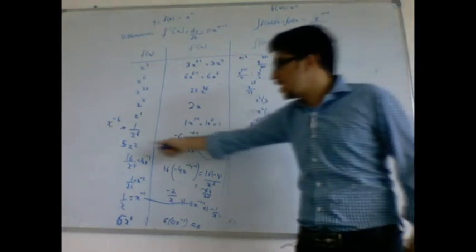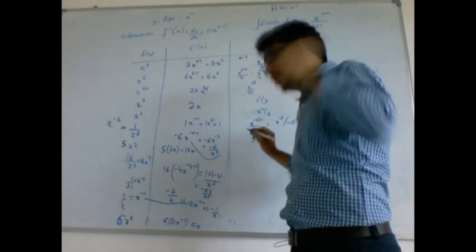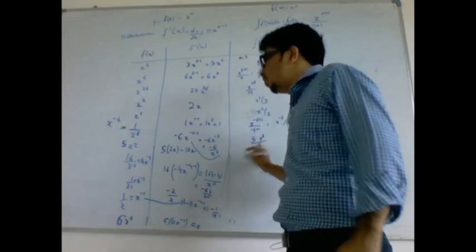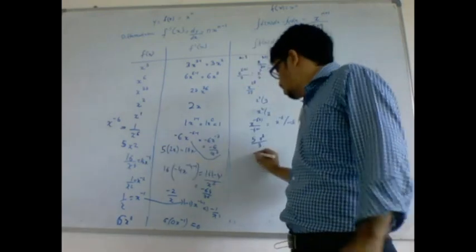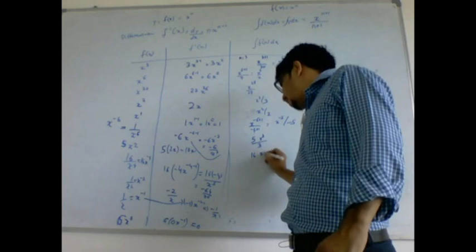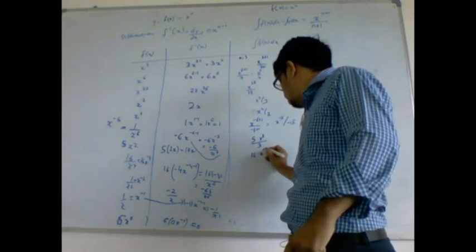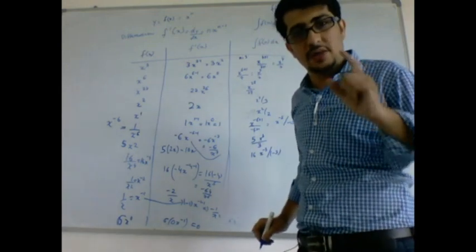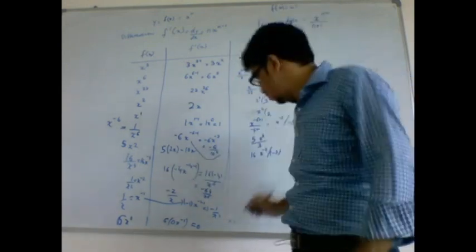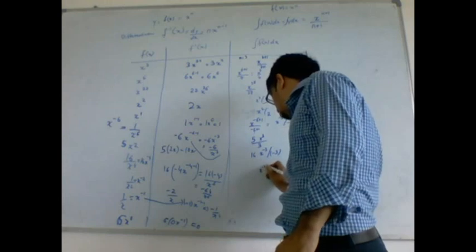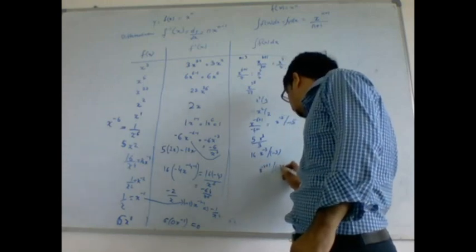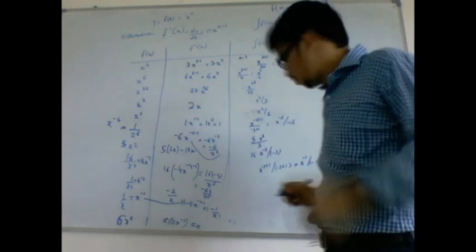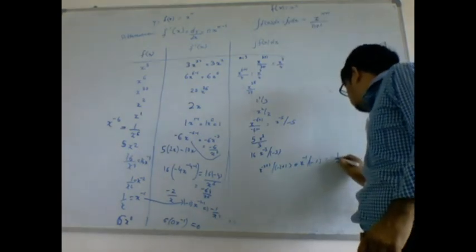Okay. Now 5x square, again the coefficient as it is. x square I can write x cube upon 3. 16 x power minus 4, 16 as it is, x power minus 4 plus 1 means minus 3, upon minus 3. Okay, minus 4 plus 1. x power minus 2: x power minus 2 plus 1 upon minus 2 plus 1, that is x power minus 1 upon minus 1. So I can write here minus 1 by x.